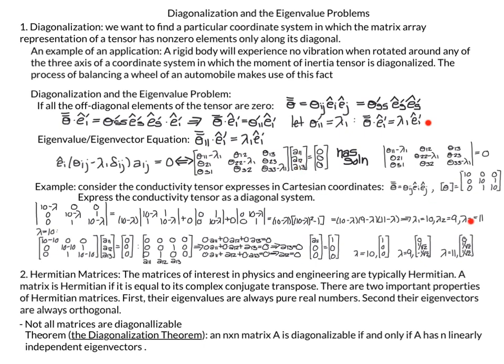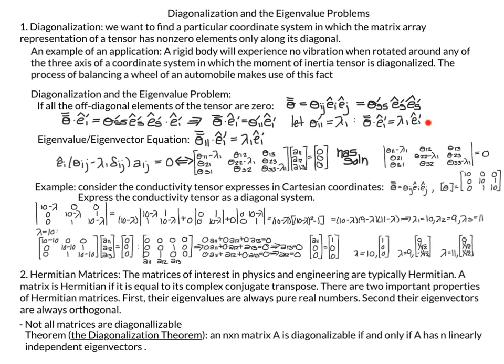This is the example we will do, and we'll do one other example because your book gave us 2 examples for this chapter. And the last thing I'll mention is Hermitian matrices. Matrices of interest in physics and engineering are typically Hermitian, and a matrix is Hermitian if it's equal to its complex conjugate transposed. There are 2 important properties of Hermitian matrices. First, their eigenvalues are always pure real numbers, and second, their eigenvectors are always orthogonal.